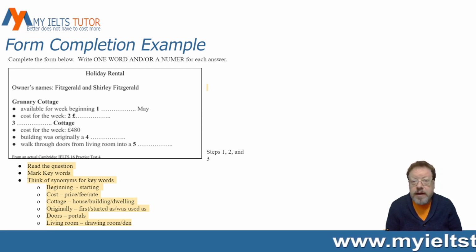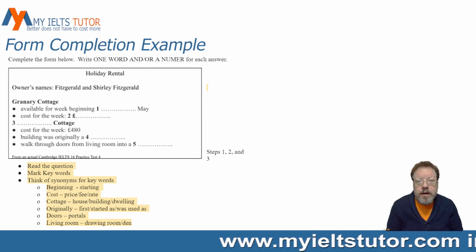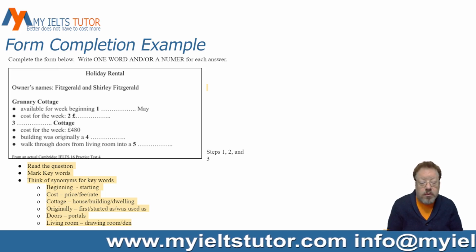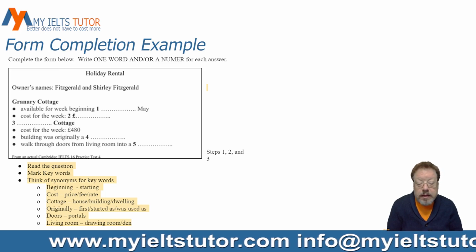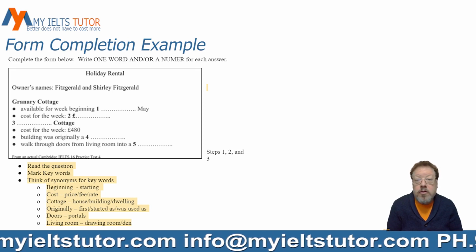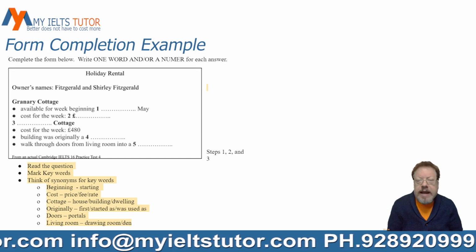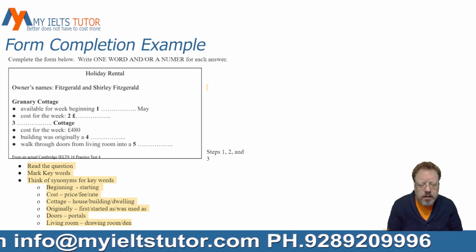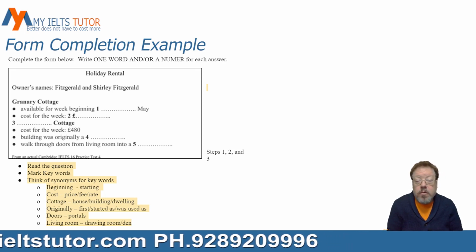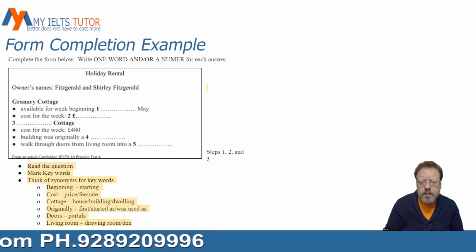The cottage is free at a particular time. Cost, we can paraphrase that to price, fee, rate, that sort of thing. Originally, this could be expressed as first, or started as, or was used as. Doors could be portals or entrances. Living room could be, say, drawing room or den. So those are our key words.